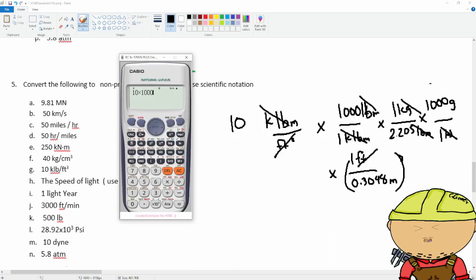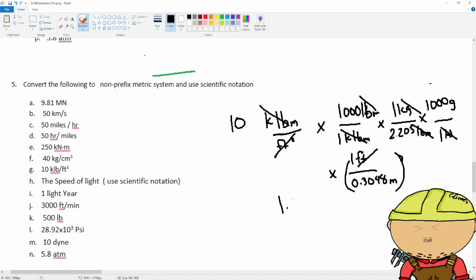10 times 1,000 divided by 2.205, times 1,000 divided by 0.3048, divided by 0.3048, divided by 0.3048. Oh my God, that's so big. How many is that? 1.6016 times 10 to the 8 gram per meter cube.